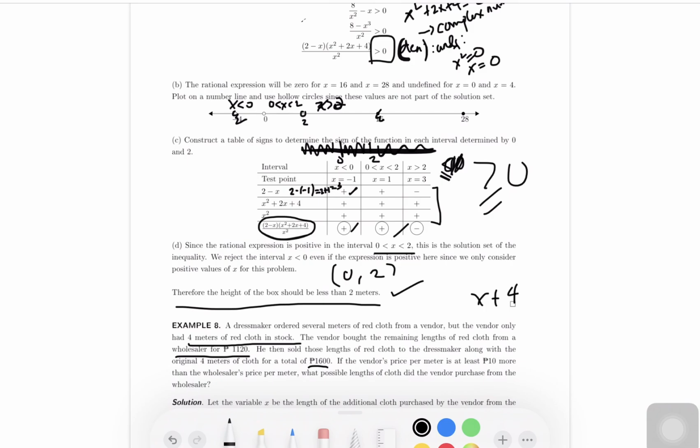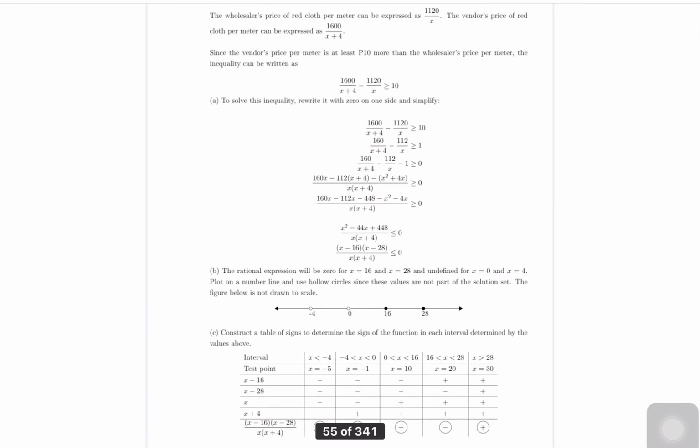If the vendor's price per meter is at least 10 pesos more than the wholesaler's price, so take note of this, 10 pesos more than the wholesaler's price per meter, what possible lengths of cloth did the vendor purchase from the wholesaler? Okay, so let the variable x be the length of the additional cloth purchased by the vendor from the wholesaler.